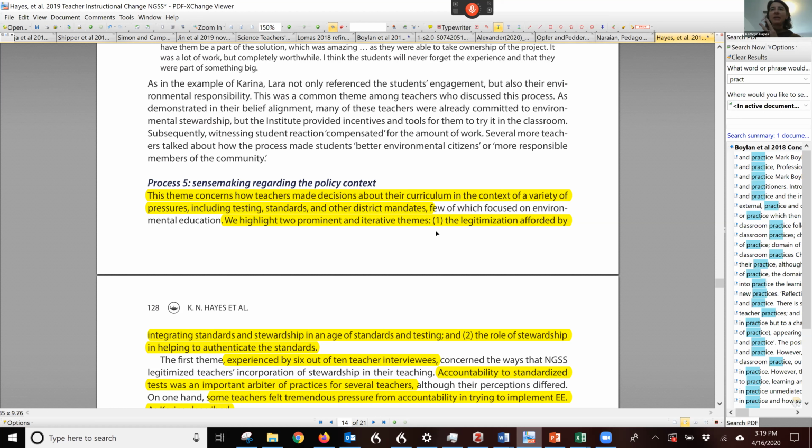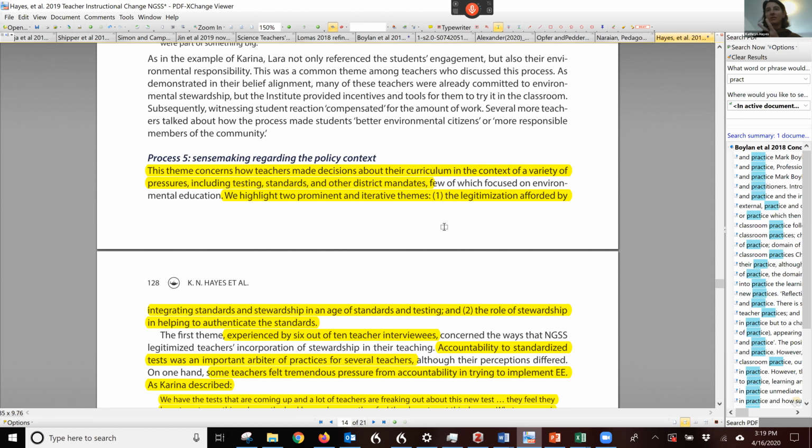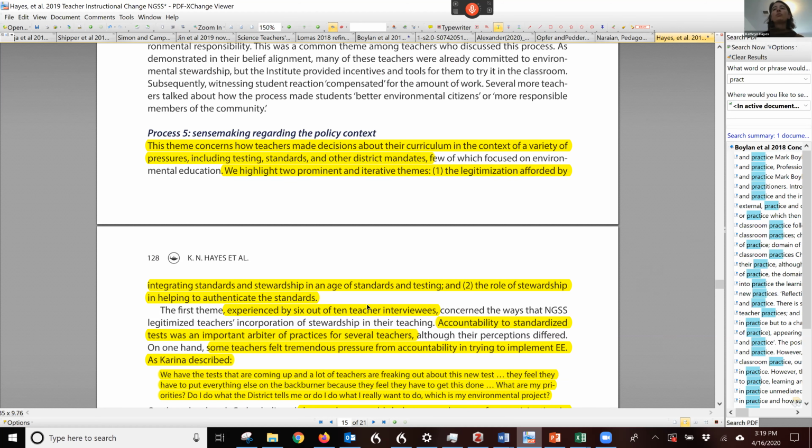We highlight two prominent and iterative themes, but basically they're sub-themes. The legitimization afforded by integrating standards and stewardship in an age of standards and testing, and number two, the role of stewardship in helping to authenticate standards. So I'm being very clear. I'm telling the reader, here's my theme, here's the definition of my theme, here's my two sub-themes, and then notice this cue here. The first theme, and then I go on and lay it out.